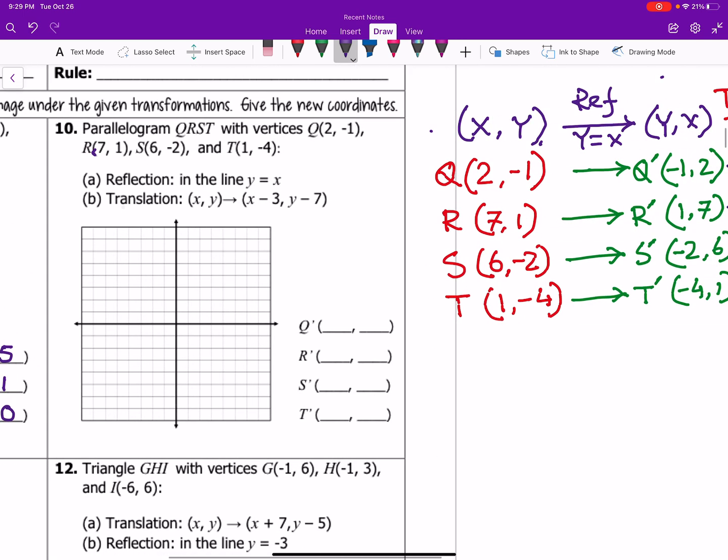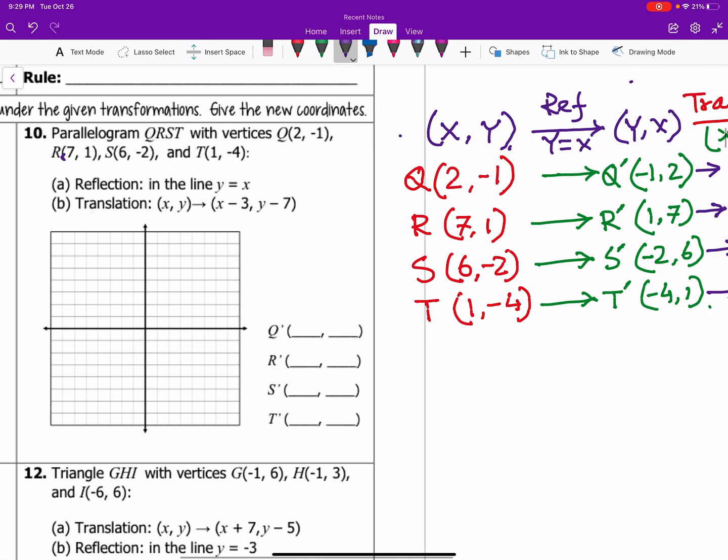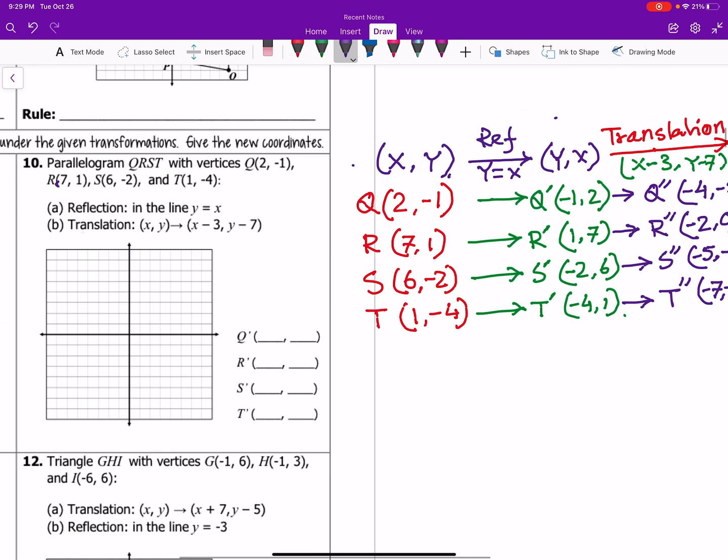Now I want to work with another one. I want to calculate number 10. So this one I have done manually, and this one by using the rule. Okay, let's see how it works. We are given a parallelogram QRST. The vertices are Q (2, -1), R (7, 1), S (6, -2), and T (1, -4). These are the coordinates. Now they say first make a reflection in y equals 4. So I have written this one, and let me draw that.